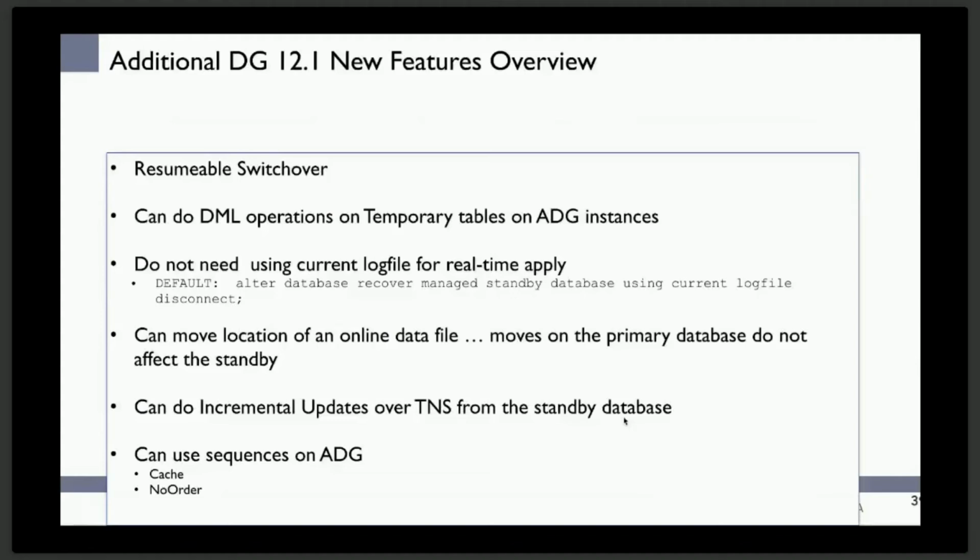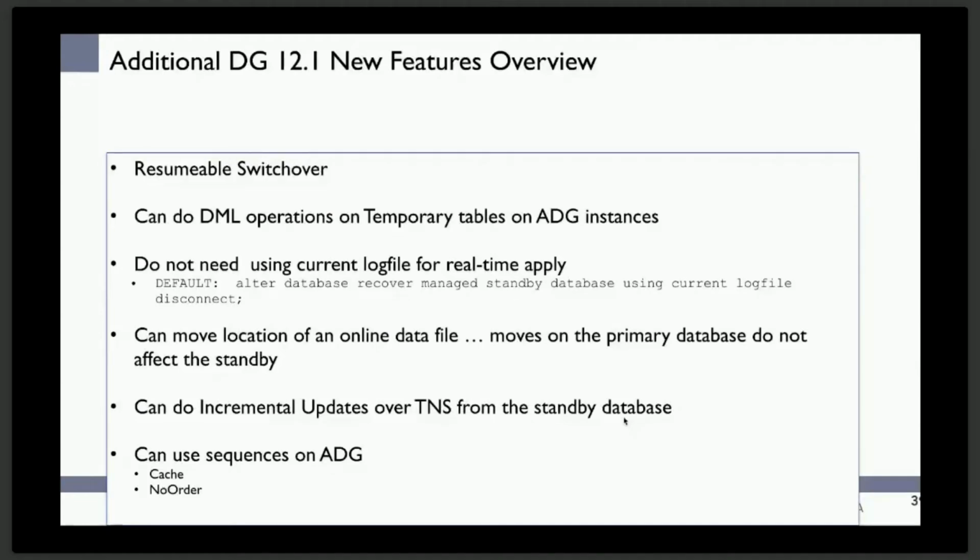Okay, and also from an incremental update perspective, now I can use the TNS in the standby database to perform an incremental update from my primary database. So let me take one step back and give you a use case for that. A common misconception that a lot of DBAs seem to have is that if I lose archive logs before they are applied on my standby database, I must rebuild my standby. Okay, and so that's quite not true.